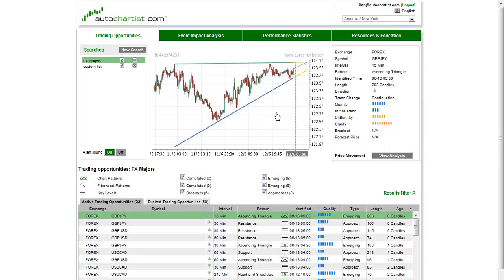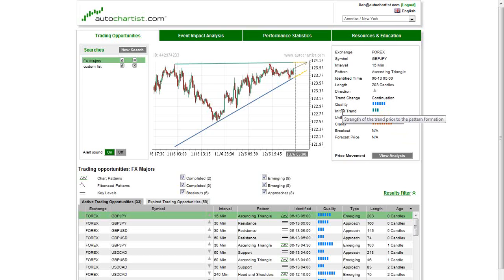Uniformity refers to how uniform the touching points are between each other, so in terms of time. So it looks like this is the distance between the first touching point and the second touching point, and this distance here between the second and the third touching point is maybe not 100% in proportion, but not too bad. But then this last touching point over here is maybe quite short in relation to the other two distances between the other two touching points. So Autochartist gives this quite a mediocre score in terms of the uniformity of the pattern.